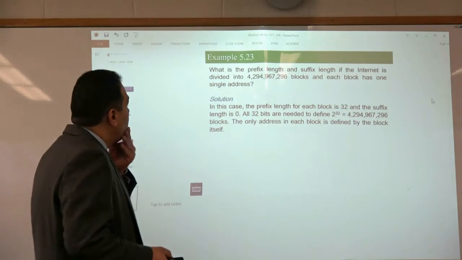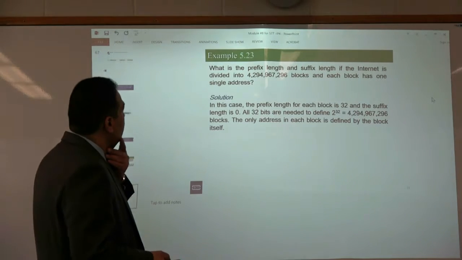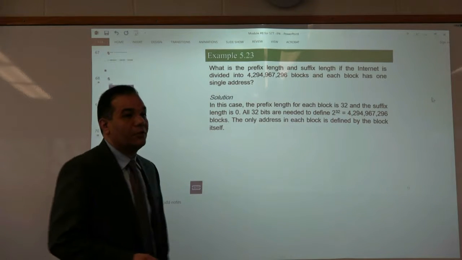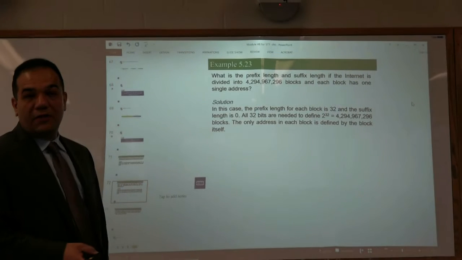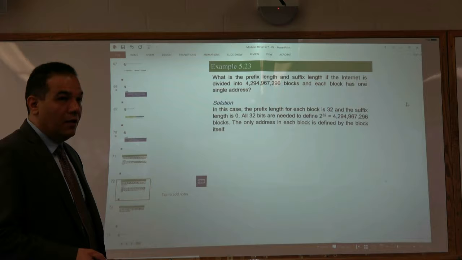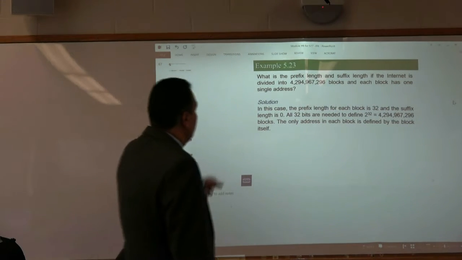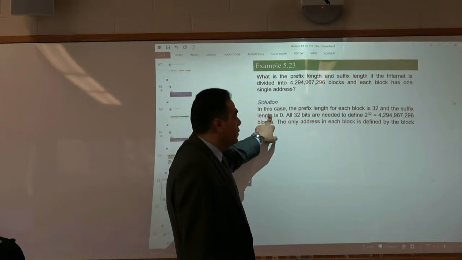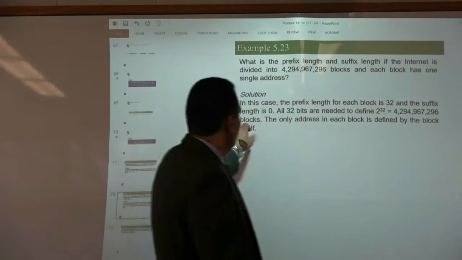So what is the prefix length and suffix length if the internet is divided into blocks and each block has one single address? What is the size of the prefix? That's another extreme. 32. Each network has one IP address. So in this case, the prefix length of each block is 32 and the suffix length is 0. All 32 bits are needed to define 2 to the 32 blocks.